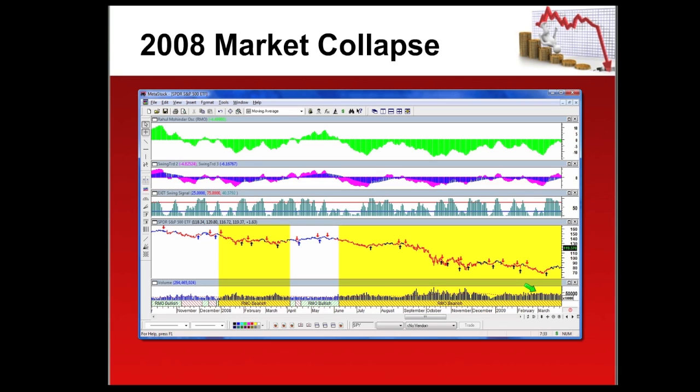So here what I did is I just highlighted the red ribbon area. And this is, I think, the same time period. But what you can see is during that entire drawdown time, the RMO fluctuated. So we were getting these bullish zones interspersed with the bearish trend. So let's take a little bit different view on that.